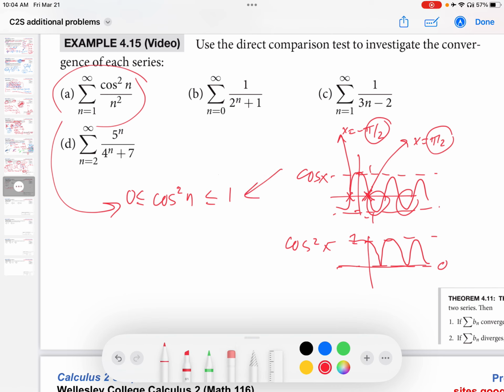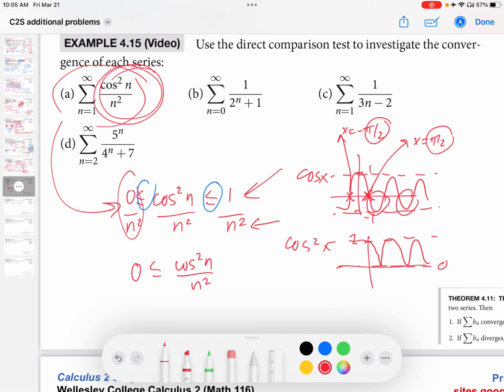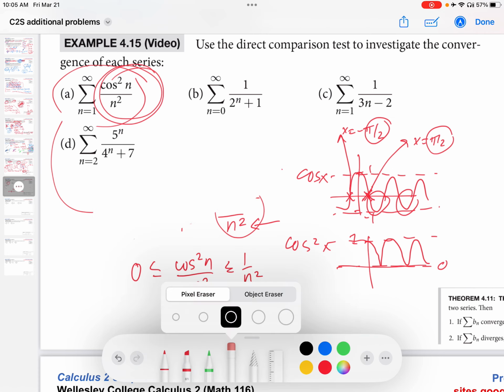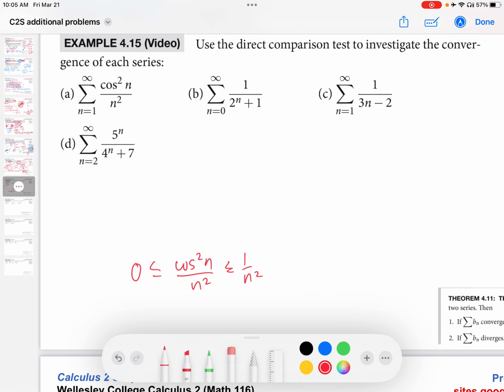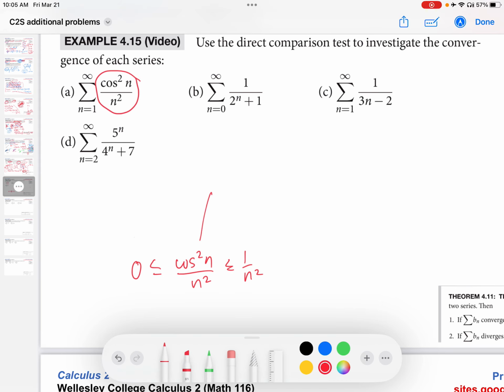So if I take this inequality and divide everything by n squared, noting again that n squared is never 0 and never negative, so that would not flip the inequality signs, then what do I get? On the left-hand side, I get 0 again. In the middle, I get the terms that are in my series up here. And on the right-hand side, I get this. Now if we remove all this clutter and talk about what we have achieved, we've seen that the terms in this series are less than or equal to 1 over n squared. They can never be more than 1 over n squared.